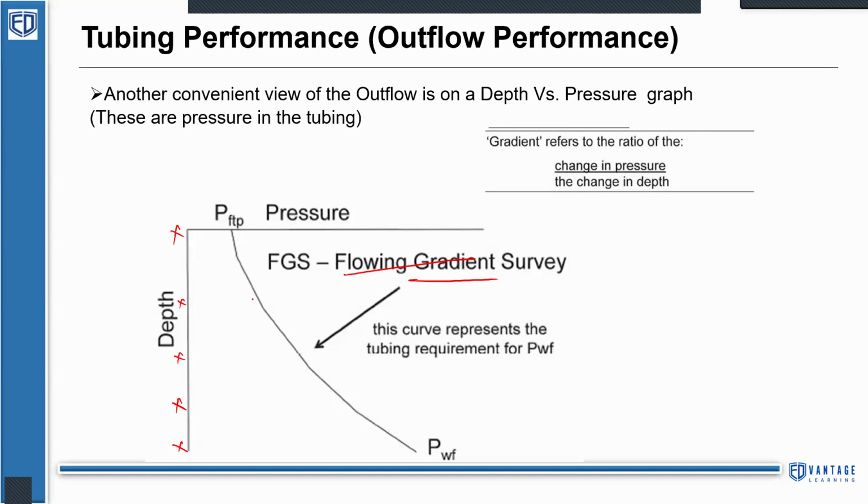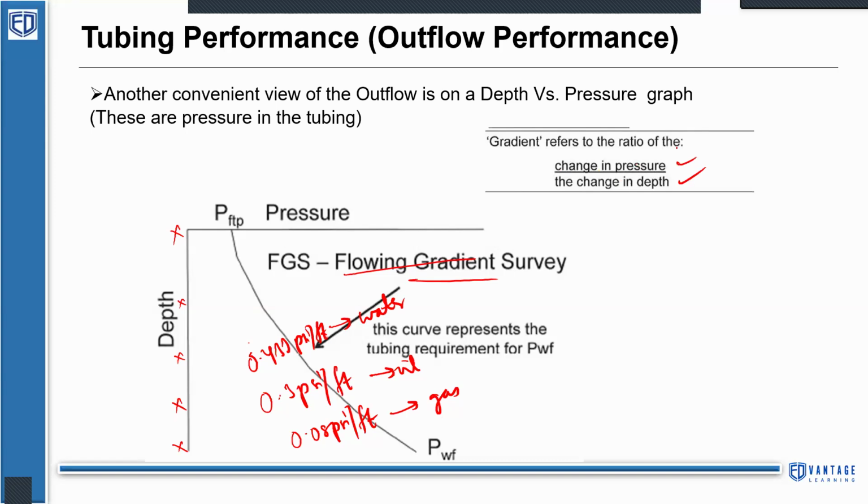If this is a constant slope of maybe 0.3 psi per feet, that is oil gradient. If it is having a slope of 0.08 psi per feet, that is gas gradient. If it is having 0.433 psi per feet, that is water gradient. If you have ever observed the gradient profile, then you can understand this. This is important for our VLP calculations, which I'll tell you in the actual course. So what is gradient? The change in pressure to the change in depth.